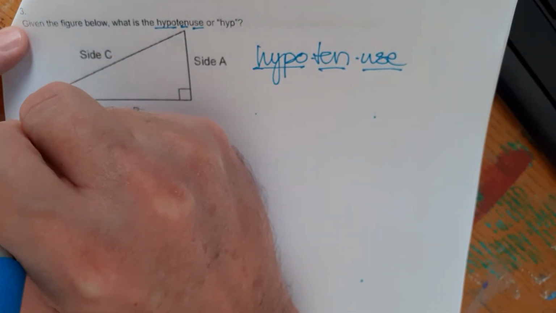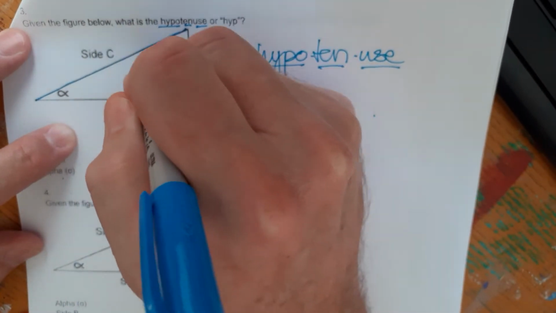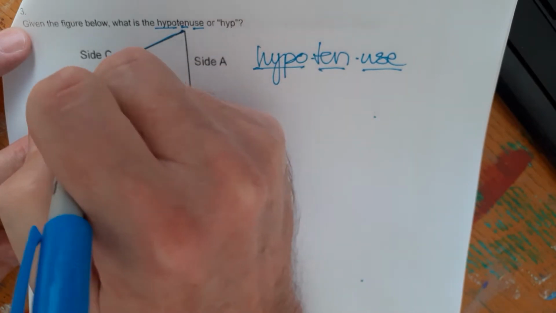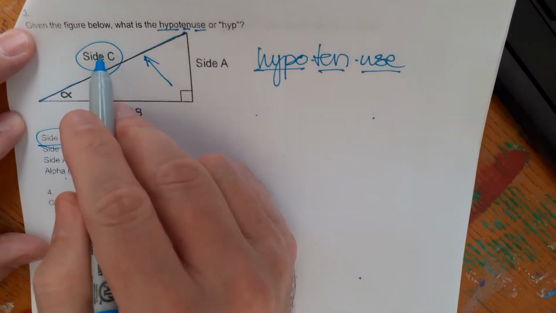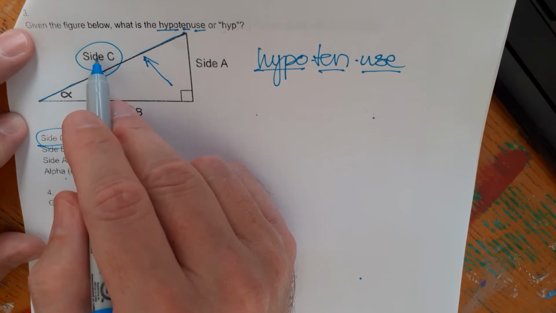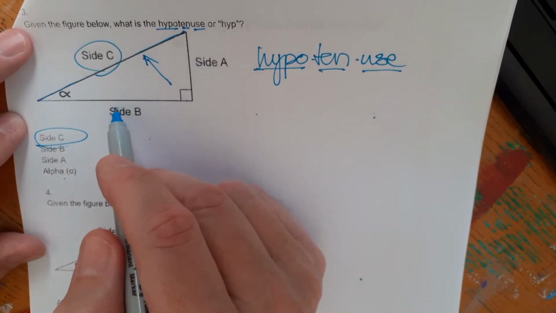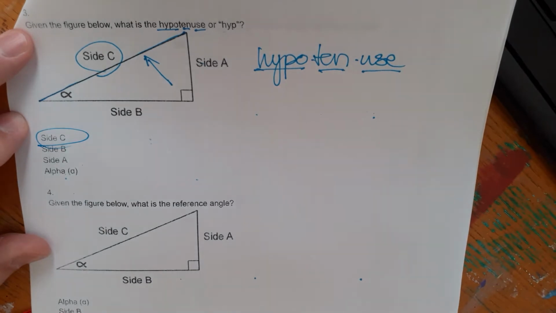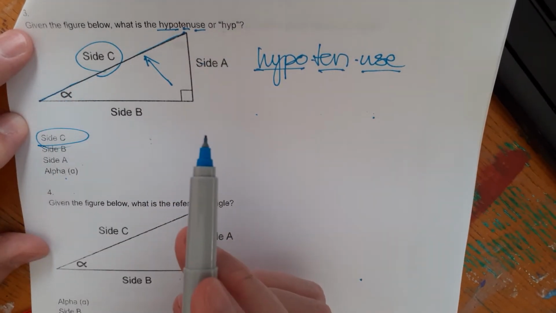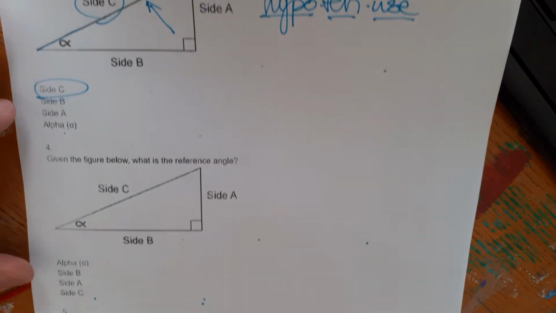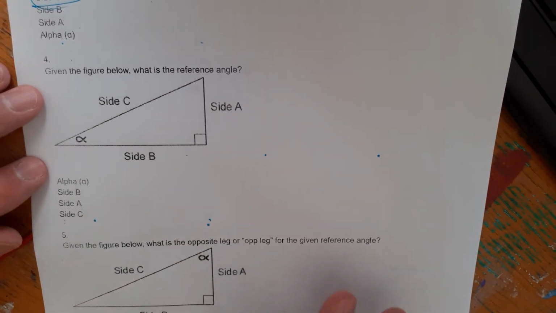So hypotenuse is here. It's the longest side, and it's across from the largest angle, 90 degrees. Side C is the hypotenuse. Now, that's never going to change. Hypotenuse will always be that longest side. We are going to see things like the op leg and the adj leg change position depending on the reference angle location, and I'll show you that in just a minute.